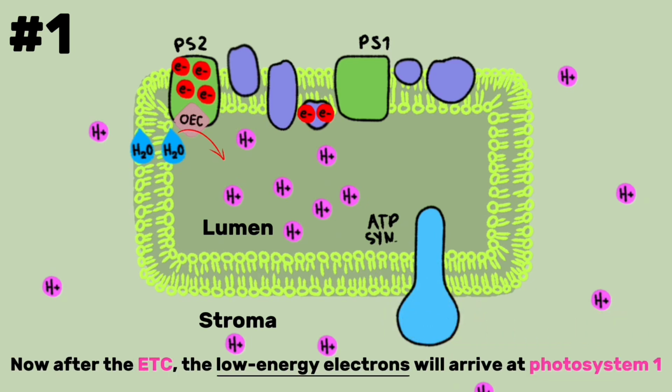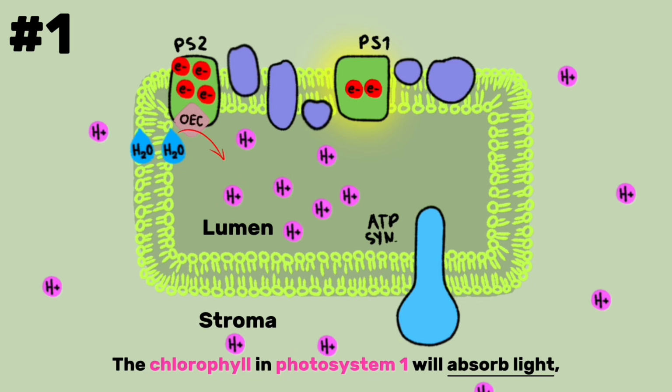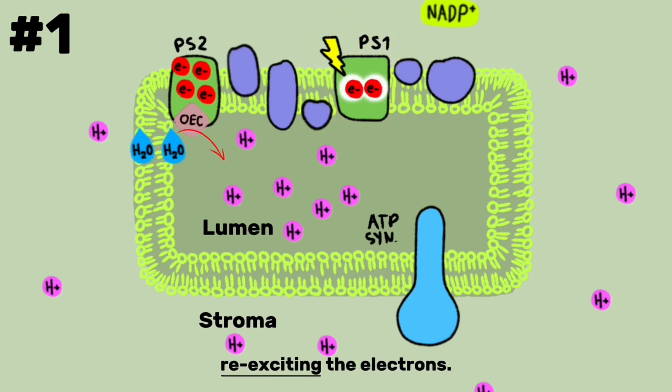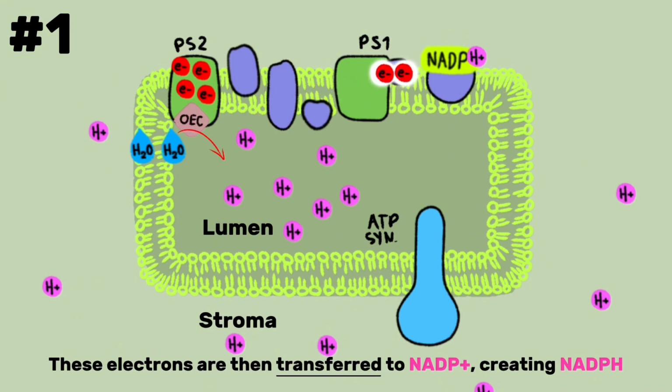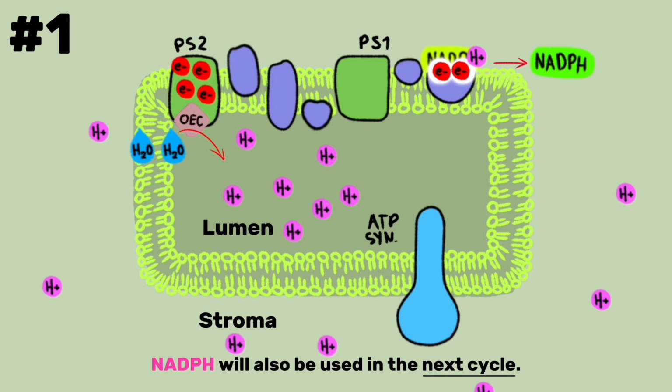Now, after the ETC, the low-energy electrons will arrive at photosystem 1. The chlorophyll in photosystem 1 will absorb light, re-exciting the electrons. These electrons are then transferred to NADP+, creating NADPH. NADPH will also be used in the next cycle.